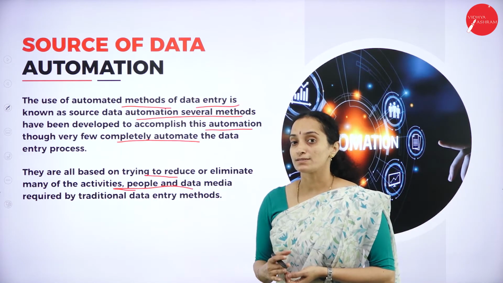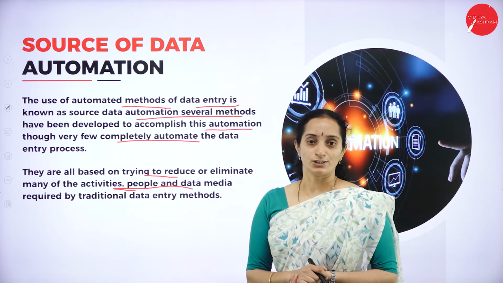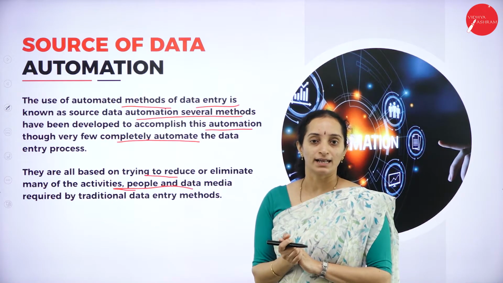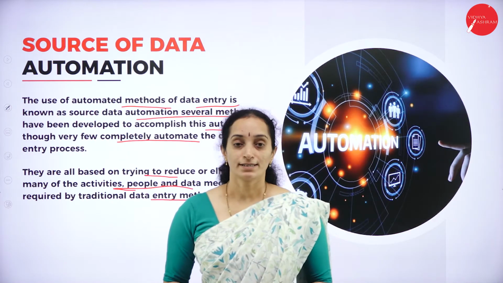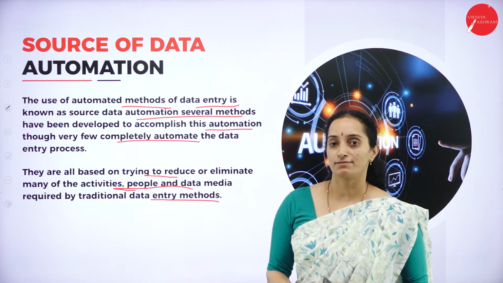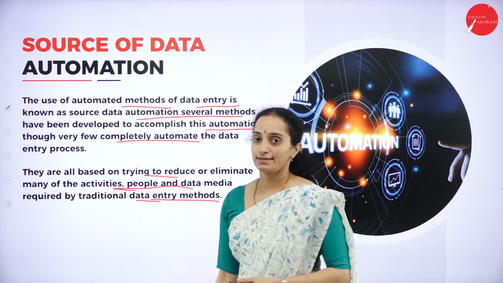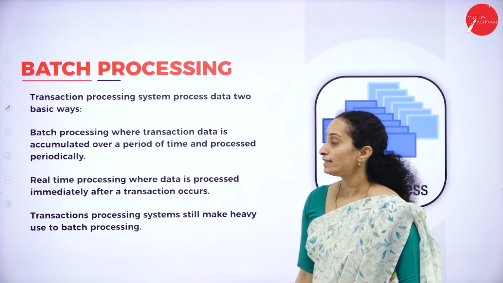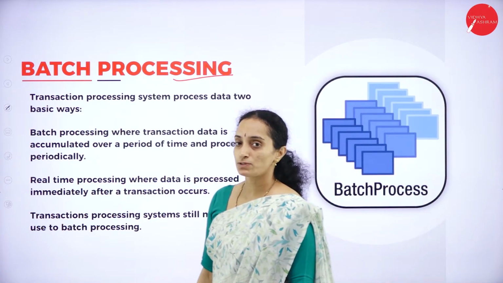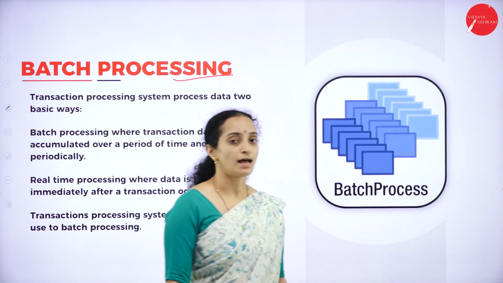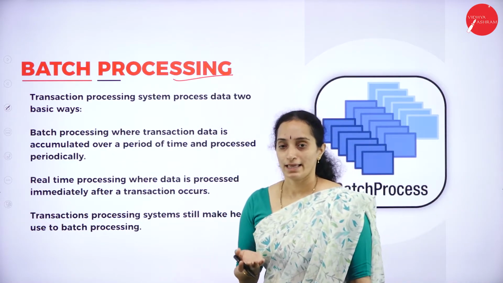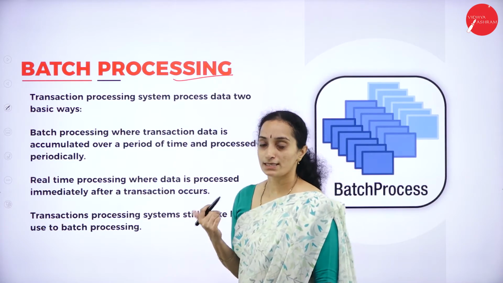Effectively, this reduces the percentage of errors as well and increases the quality of the data that is stored. So the intention of the automation is to reduce the human intervention in the data entry methods. Alright, then we have a term known as batch processing. Batch processing is nothing but dividing the task into several batches and implementing it in the information system.